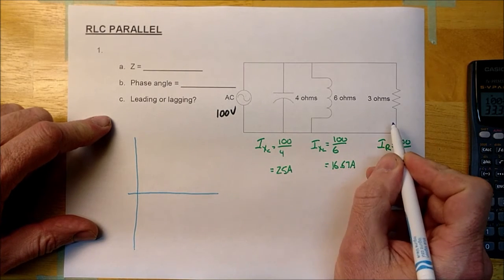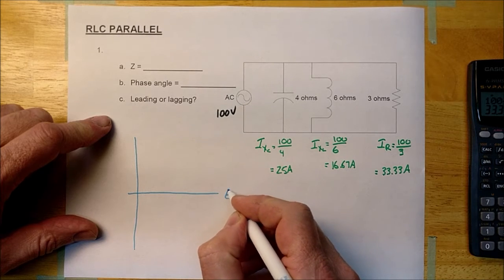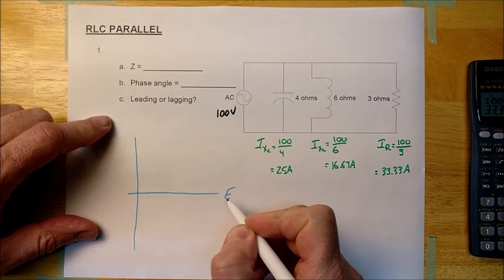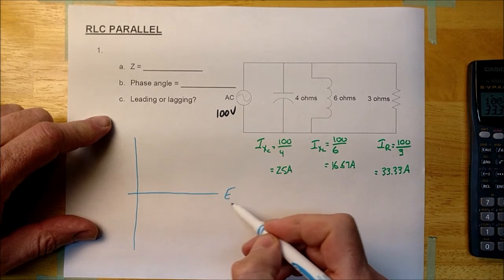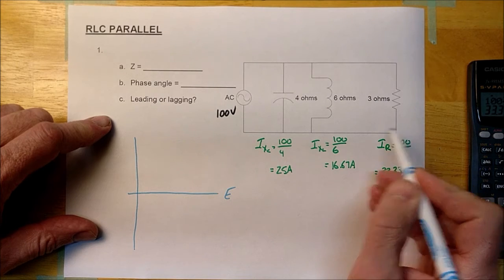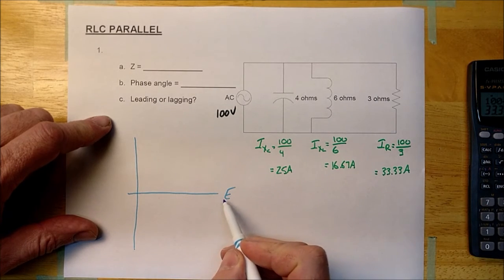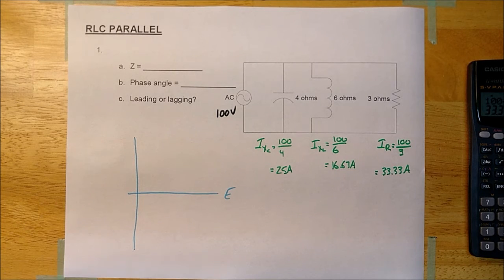But this is a parallel circuit, and so instead of comparing everything to the current, I'm going to compare them all to the voltage, because I don't care what the circuit is. You always compare your phasors to what is constant between all the items in the circuit, okay? So same voltage everywhere. Let's compare these currents to the voltage.